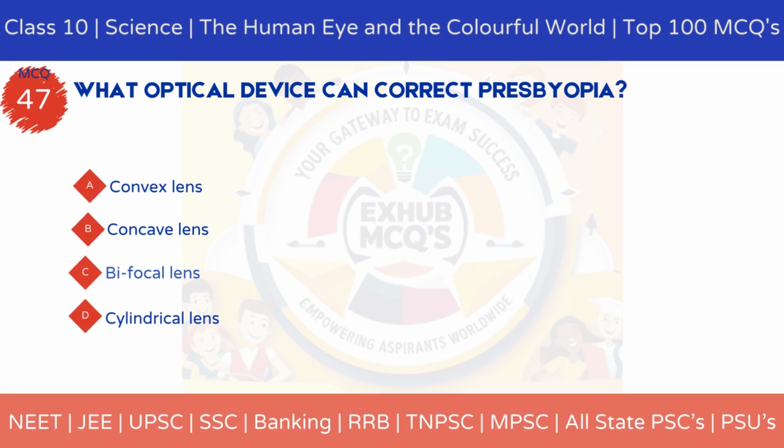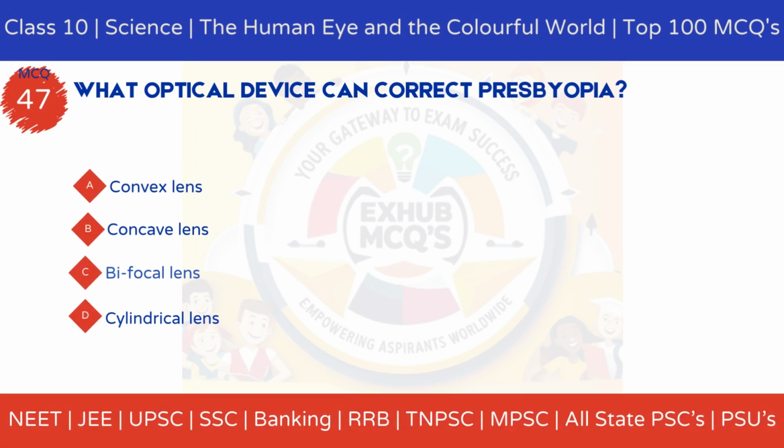M47. What optical device can correct presbyopia? Option A. Convex lens. Option B. Concave lens. Option C. Bifocal lens. Option D. Cylindrical lens.